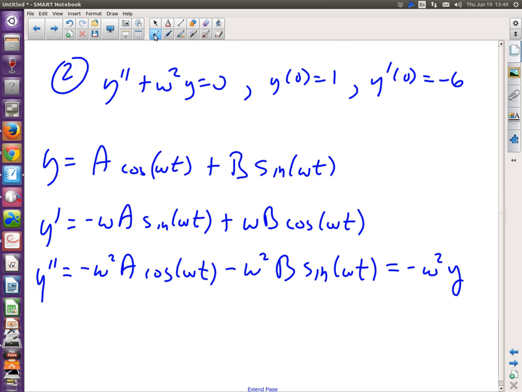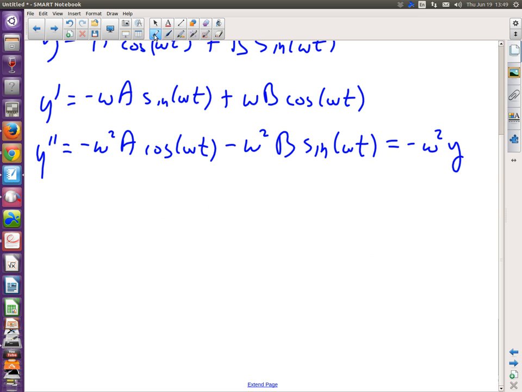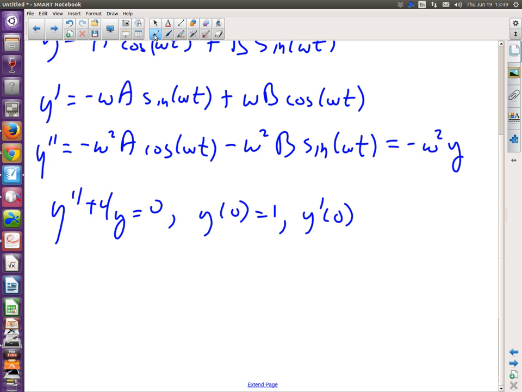So y double prime plus omega squared y would be 0. Perfect, that's it. All right, good. Now, given that omega squared is 4, let's solve. Alrighty, extend page. So now we're solving this: y double prime plus 4y equals 0 with these initial conditions. I didn't apply the initial conditions yet. Okay, there you go.